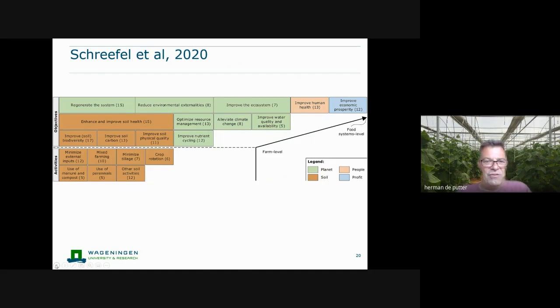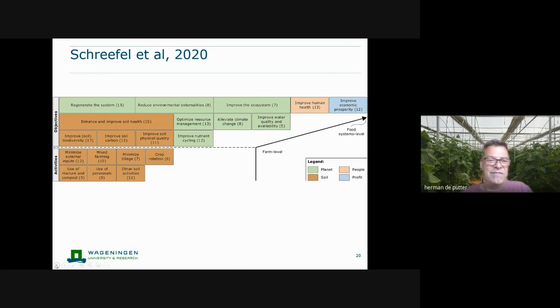But I think this is also a nice overview of what regenerative agriculture looks at, and the same PhD student Schrevel provided this table in an article, where you can look at all kinds of activities below the dotted line. As a farmer or an extension service provider, we can look a lot at these, like minimizing external inputs, so using mostly local produce or inputs, use of manure and compost, use of perennials, other soil activities, minimizing tillage, crop rotation. I think that's really down to earth, what we can comprehend, understand and work with.